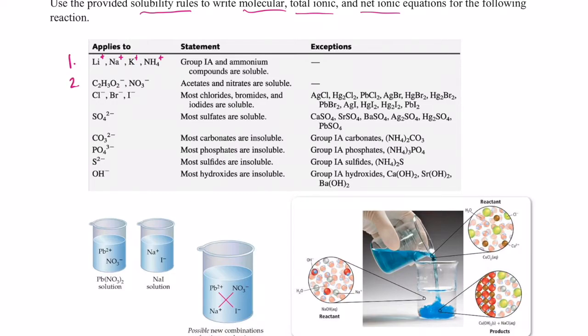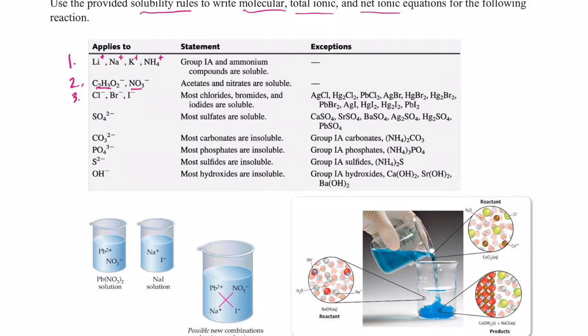Rule number 2 tells us that if it contains acetate or nitrate ions as the negative ion, those will always be soluble in water. So if I had silver nitrate, it would be soluble in water. If I had lead 2 acetate, it would be soluble in water. If it contains an acetate or a nitrate ion, those ionic compounds will dissolve in water.